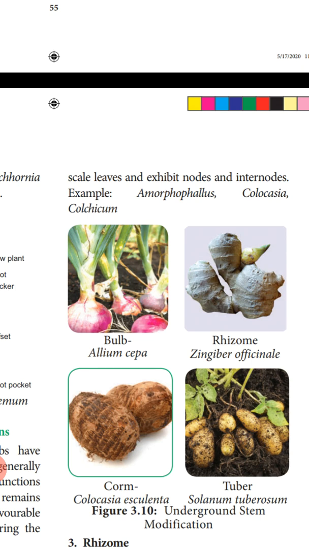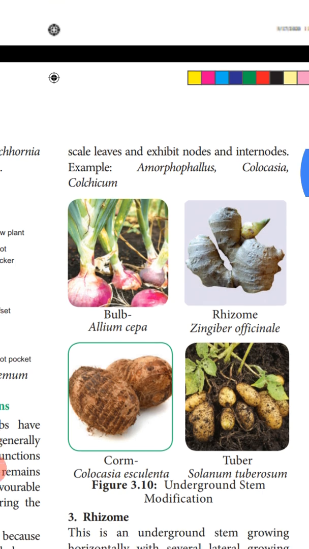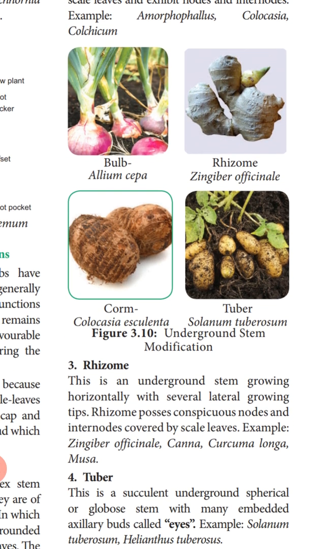Okay, next is the rhizome. A rhizome is an underground stem growing horizontally. The difference between a corm and a rhizome is that corms are stone-like structures, somewhat round in shape, and the growth is vertical, whereas in rhizome the growth takes place horizontally. Rhizomes are underground stems growing horizontally with several lateral growing tips present, so the growth tips are present at the lateral ends.